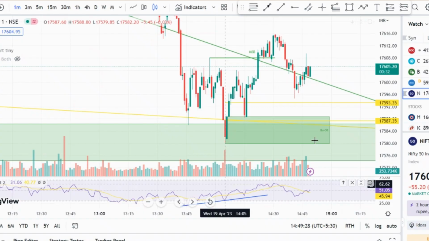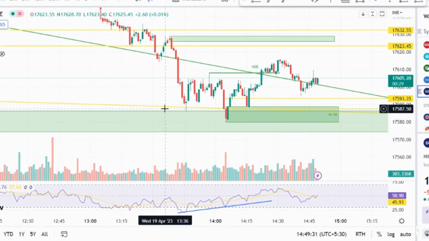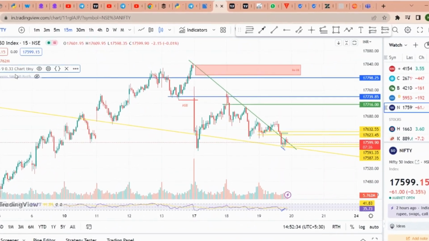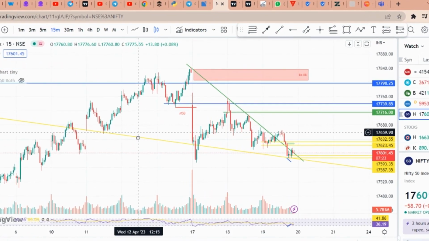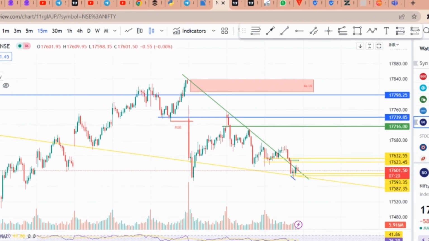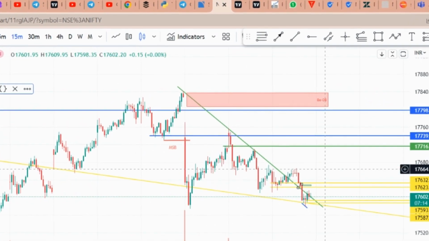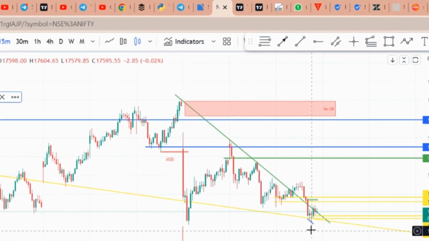So I have this indicator. This block was created by this indicator, the structure block. This is very helpful for smart money concepts. This is the only indicator I've been using for market structure. It will help you identify the market structure break and so on.